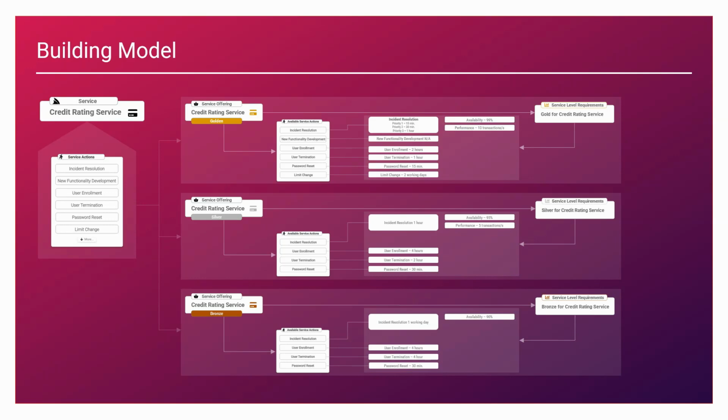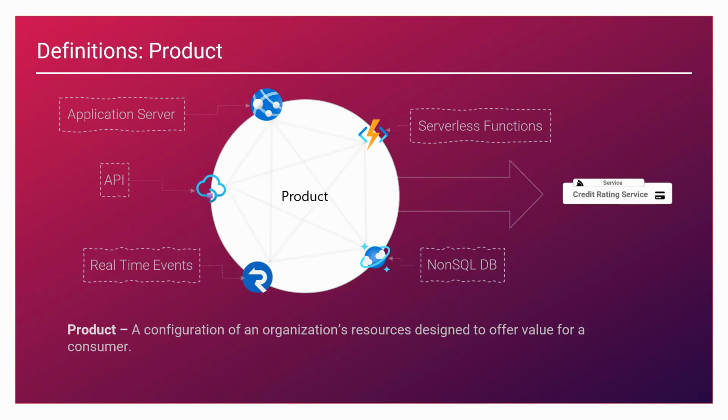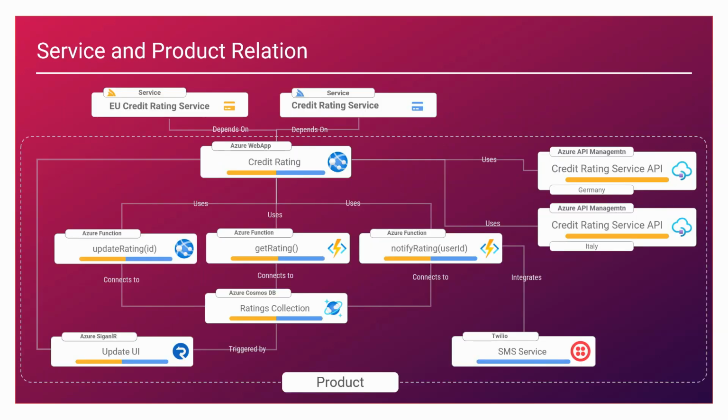Now I would like to explore a different side of the services. An organization's services are based on one or more of its products. The product itself is a configuration of an organization's resources designed to offer value for a customer. Here we have two services, the one used only to check credit rating for the residents in a particular country, and the other one allows to see credit ratings for the citizens of all EU states. The color bar of each resource indicates the consuming service. As you see, different services consume different resources of the same product.